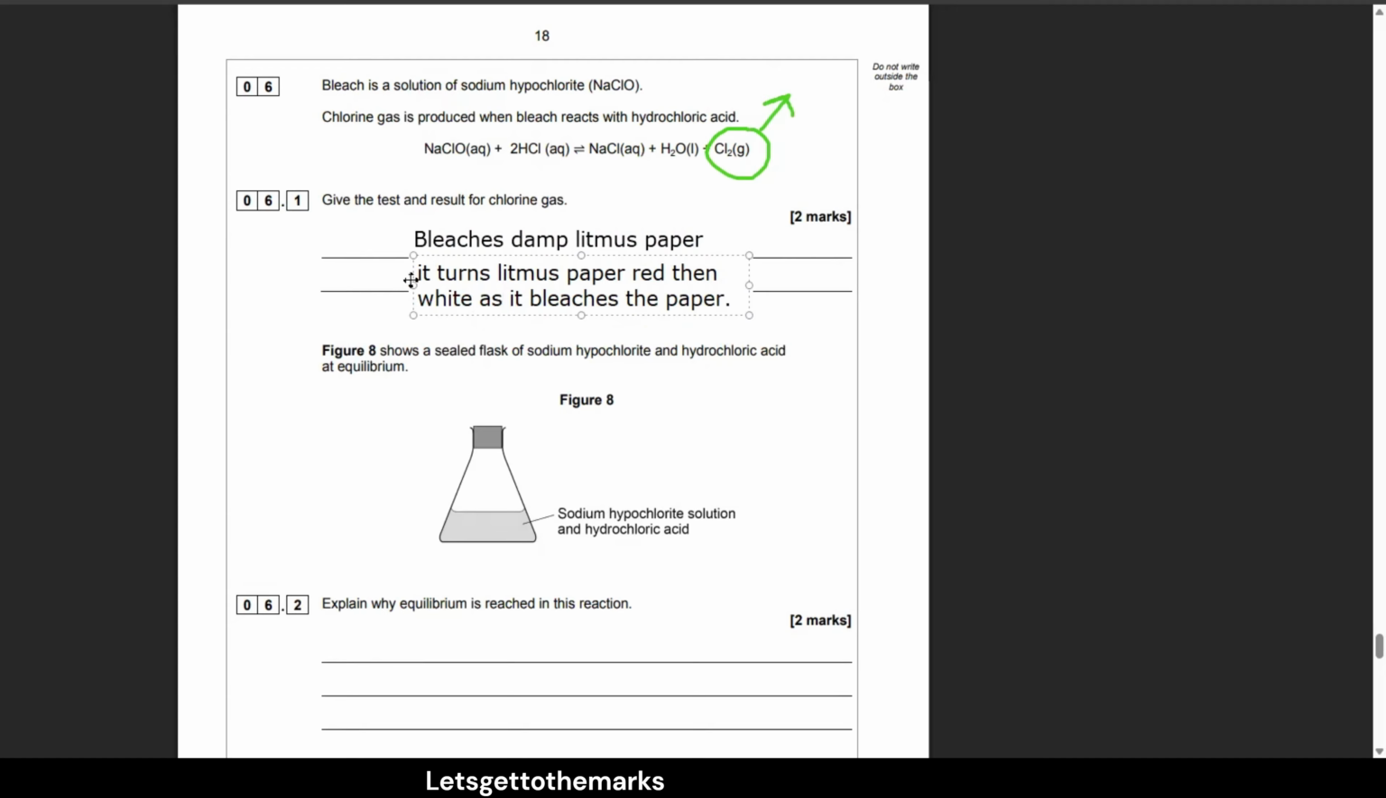Okay, so first of all, the acid is an acid. So acids turn litmus paper red, and then it's going to bleach it white. Okay, and that's going to get us 2 marks. I thought it was a 1 marker, but it turned out to be 2. So red, then white.